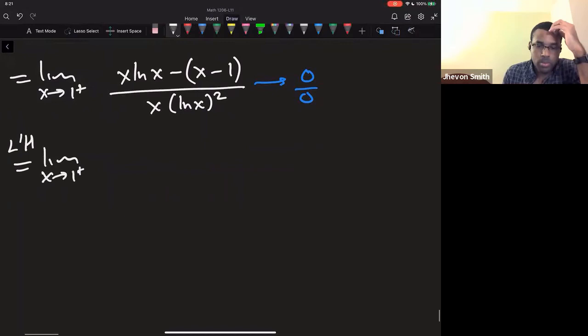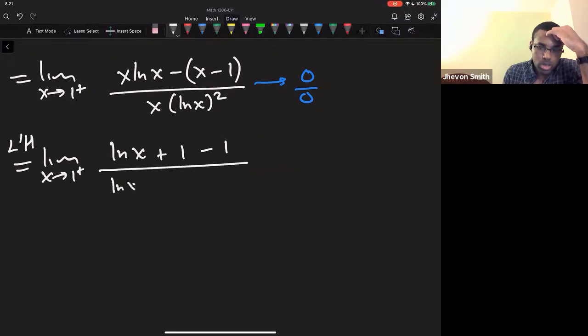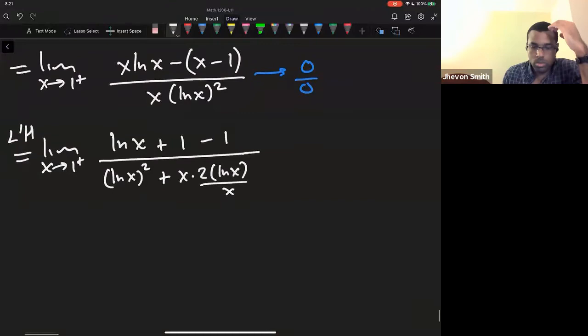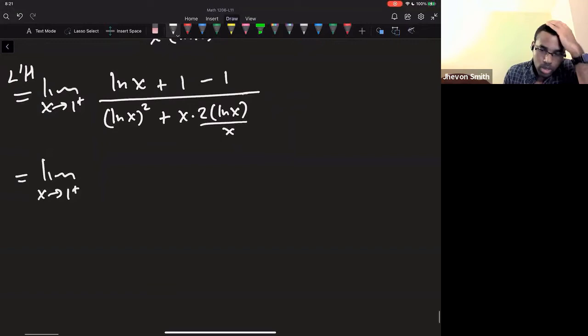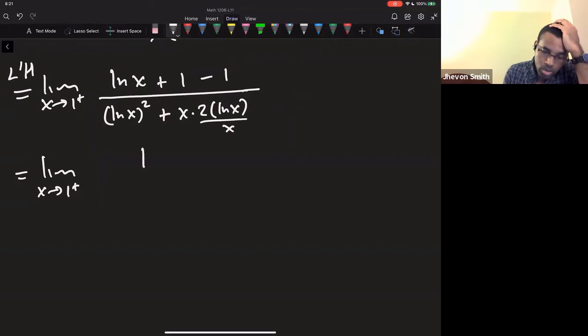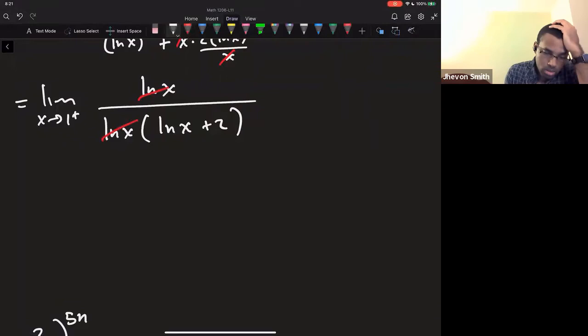That would be ln x plus 1, minus 1 over ln x squared, plus, leave the x, differentiate this. This is 2 times ln x over x. So this would be the limit as x approaches 1. So in the top, you have ln of x, and in the bottom, your x's would cancel. I would factor out an ln x. I would have ln x plus 2 down there. These guys would cancel. And again, I would get a half.